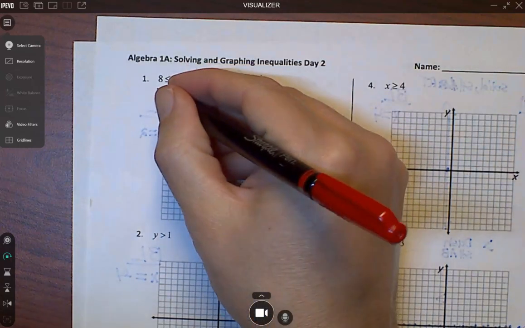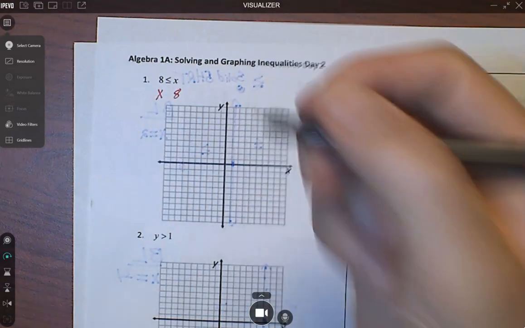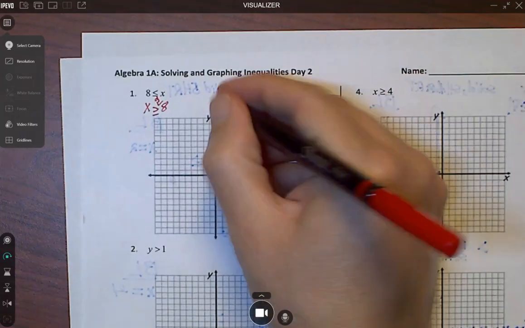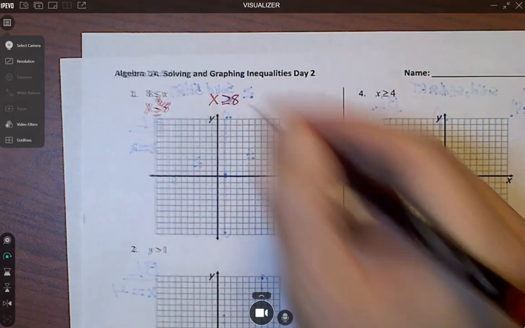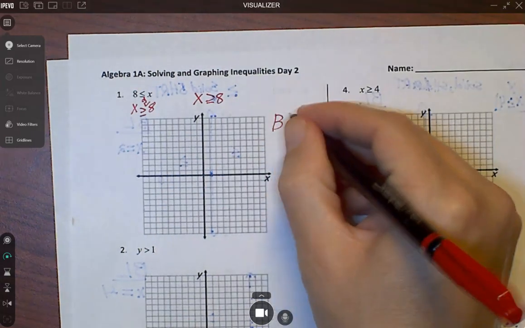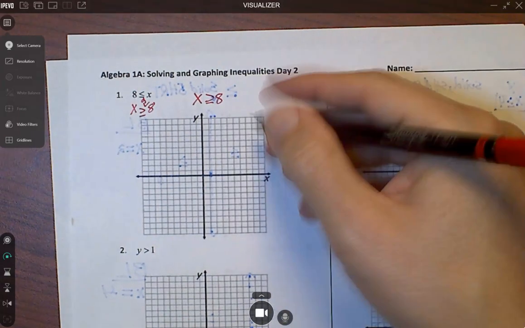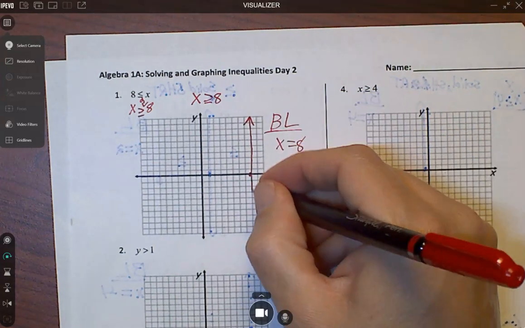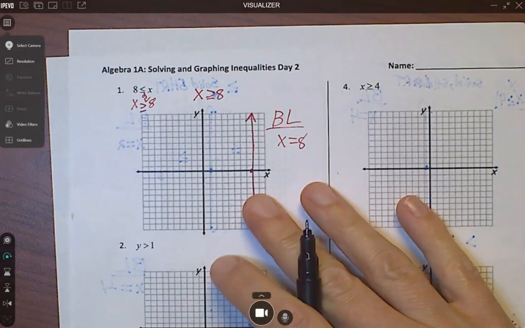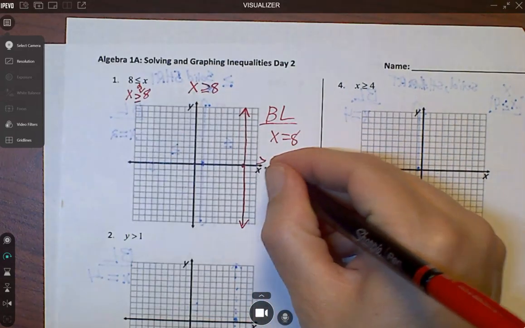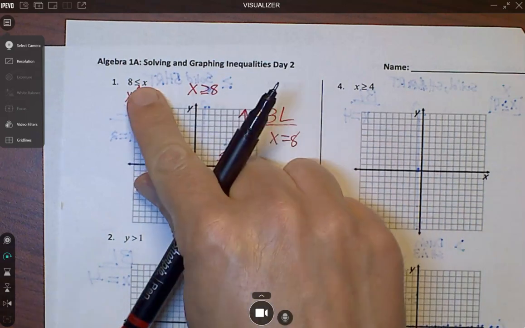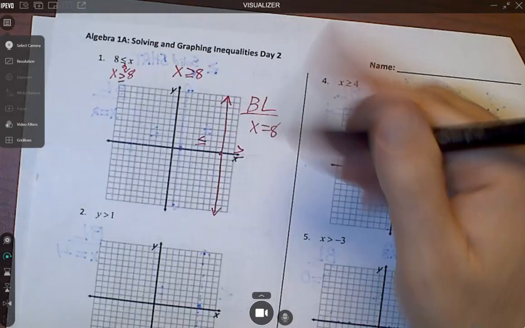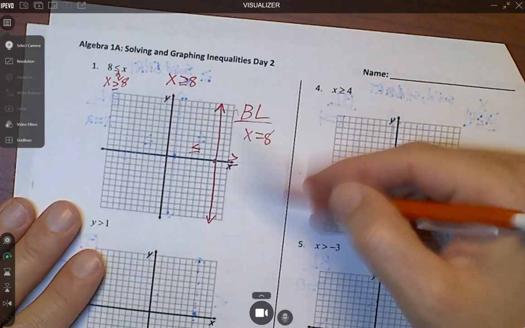Alright, so again, x and 8. I like the x term first, so I gotta flip it. So we're doing x is greater than or equal to 8. So the boundary line is x equals 8. Okay, we're going to go solid. And we want to go in the direction where the x's are getting bigger, which is this way. And that's in the original one too, we need to go in the direction where x is bigger. So we're going to have to shade this way.